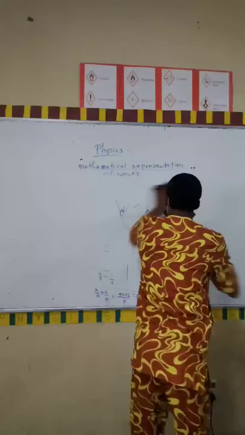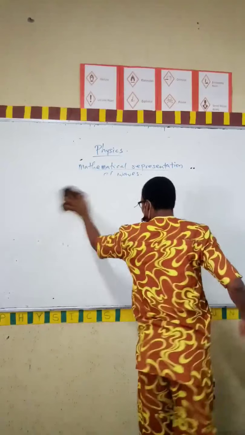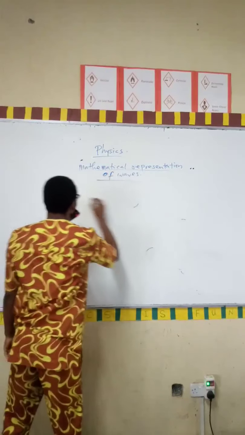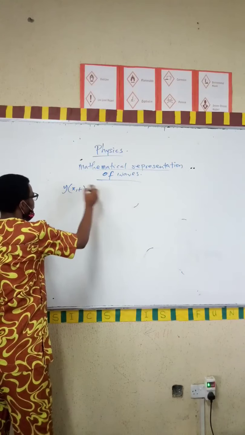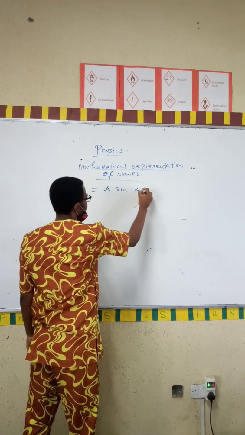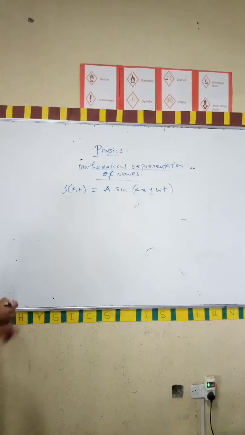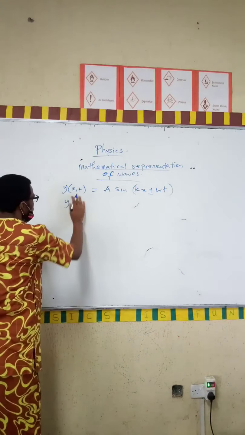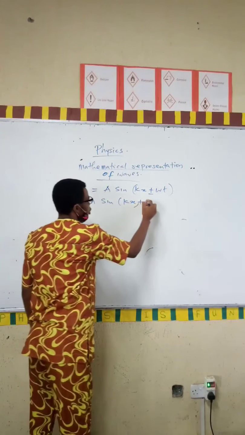The general wave equation, or the standing wave equation, is given by y(x, t) = A sin(kx ± wt). We can decide to leave it like this, or leave it in this form: y = A sin(kx + wt). So I'm going to work with this.